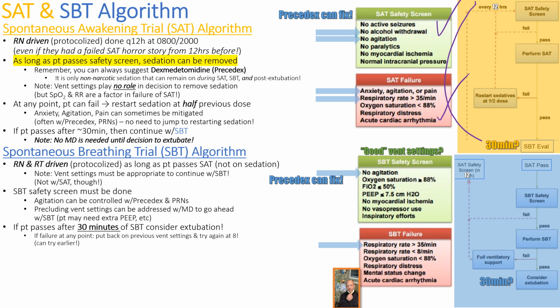As long as they met criteria, right? And this is RN driven. The RN is the one that's going to do this Q12 hours. And as long as they pass the safety screen, as long as I check these boxes: are they seizing? Nope. Are they in alcohol withdrawal? Well, there's a little asterisk there because we have medications that can fix that. Is there agitation? Like, oh no, the RASS +1 can't do it today, right? No, we can tolerate that. We have medications that can fix that. Which medication? Precedex, or dexmedetomidine.